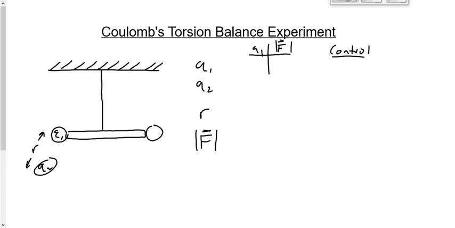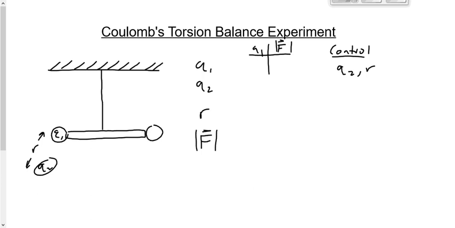If I manipulate Q1, and F responds to that, then what do I got to keep constant through this? What's one thing that I got to keep constant through this? Q2, good. What's another thing that I got to keep constant through it? Good. Q2 and R, the distance that separates them.